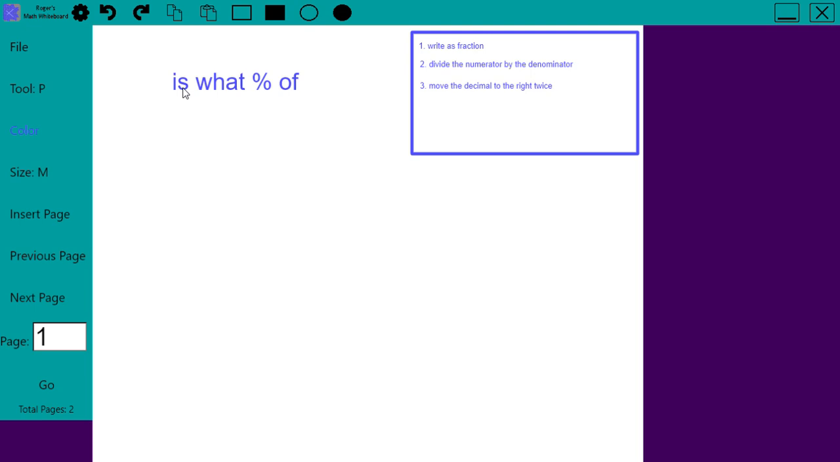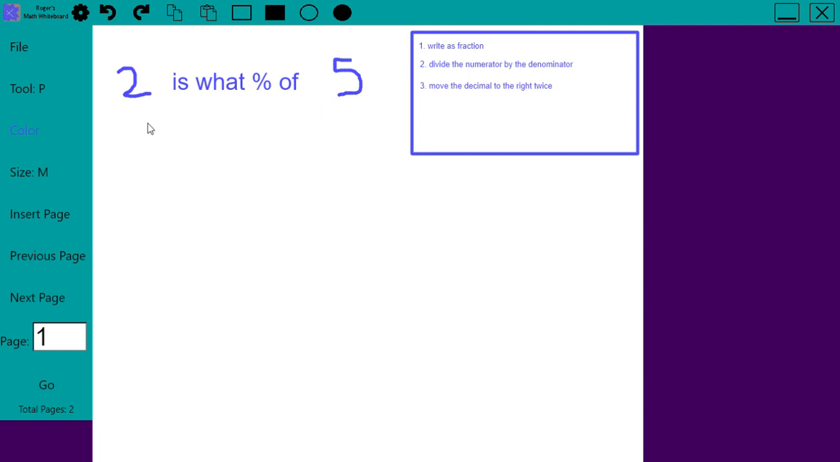So, finding the percent of a number. Let's say you had a question like this: 2 is what percent of, let's say, 5. The first thing you need to do is turn this question into a fraction. So, 2 is what percent of 5.